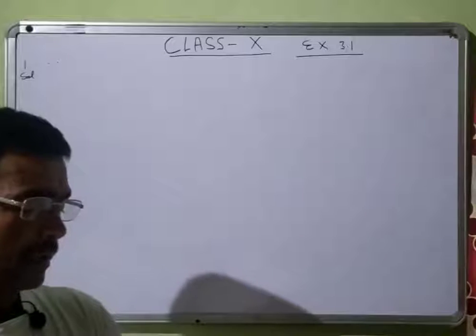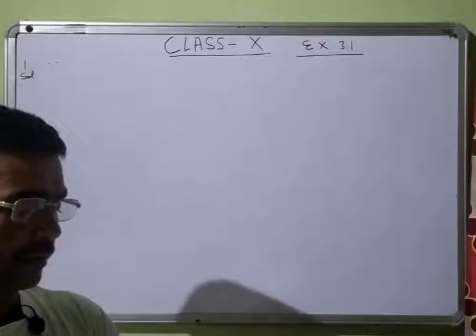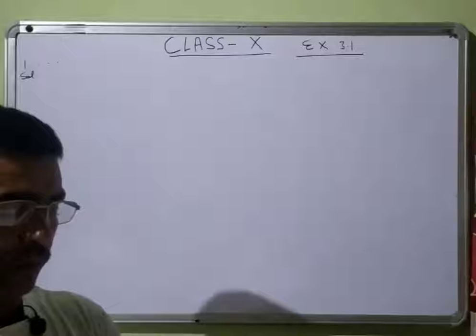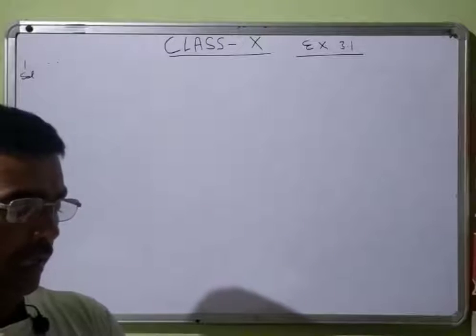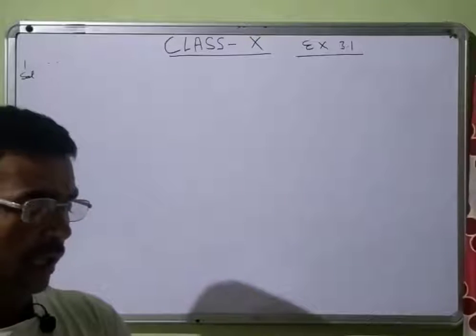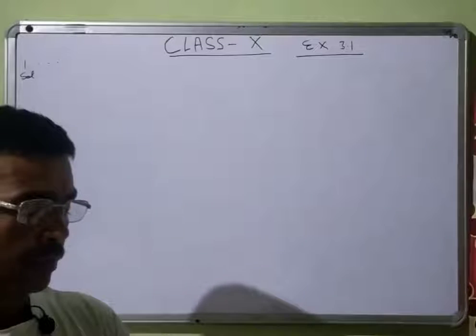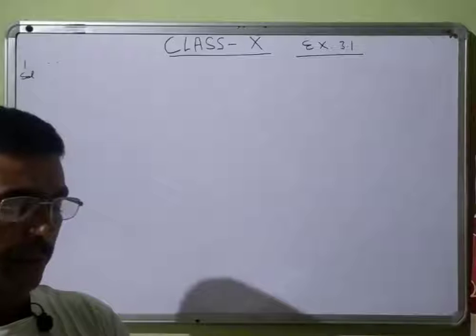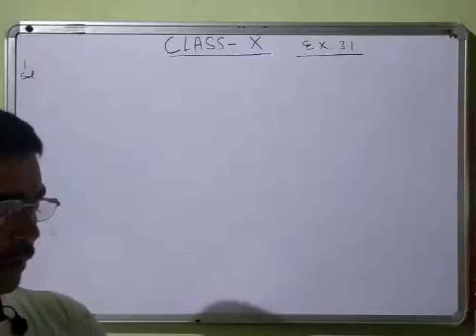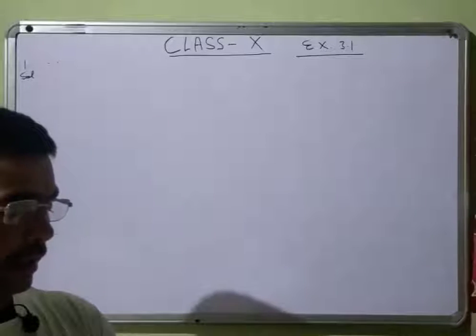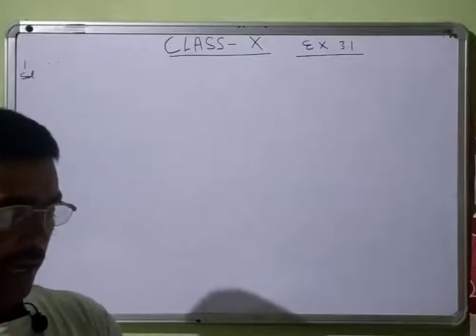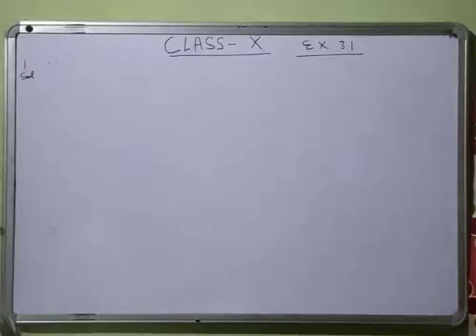Aftab tells his daughter, 7 years ago, I was 7 times as old as you were then. Also, 3 years from now, I shall be 3 times as old as you will be. This is the question. Represent this situation algebraically and graphically.